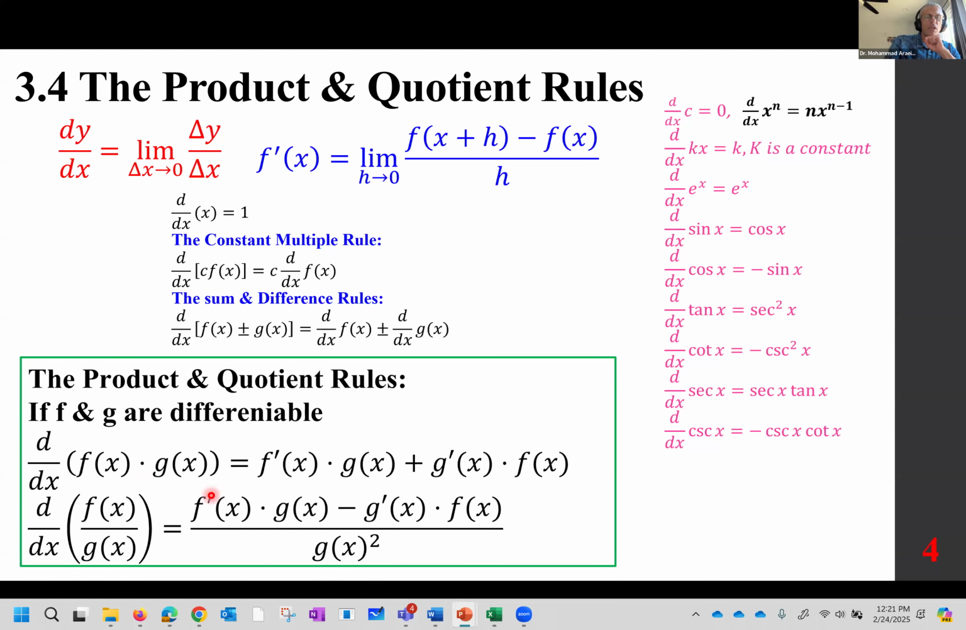The derivative of f of x times g of x is f prime of x g of x plus g prime of x f of x. The derivative of f of x over g of x is f prime of x g of x minus g prime of x f of x, over g of x squared. This is the shorthand notation.